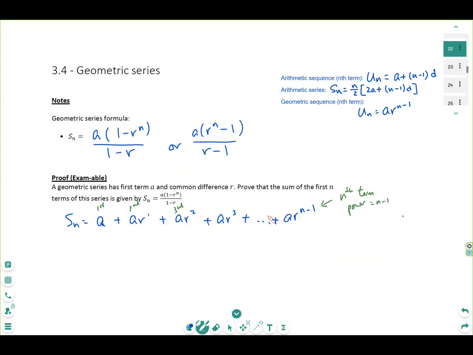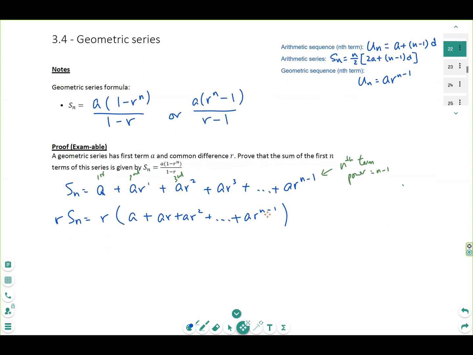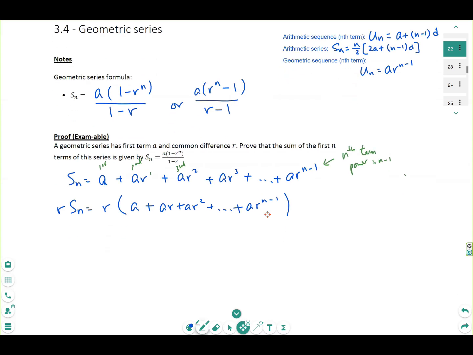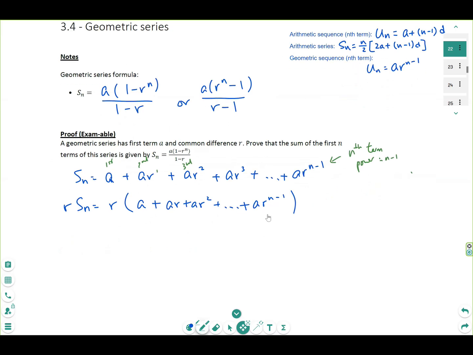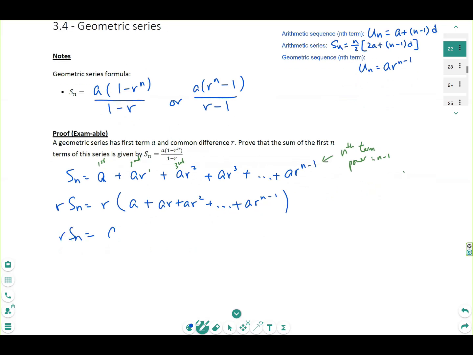So the next thing we are going to do is multiply this by r. So it's different to arithmetic. What I'm going to do is multiply everything by r. So r times a plus ar plus ar squared plus dot dot dot plus ar to the power of n minus 1. Next, if we expand the bracket, we get r Sn equals ar plus ar squared plus ar cubed plus dot dot dot. If we multiply by r, then the power of r increases by 1, so ar to the power of n.